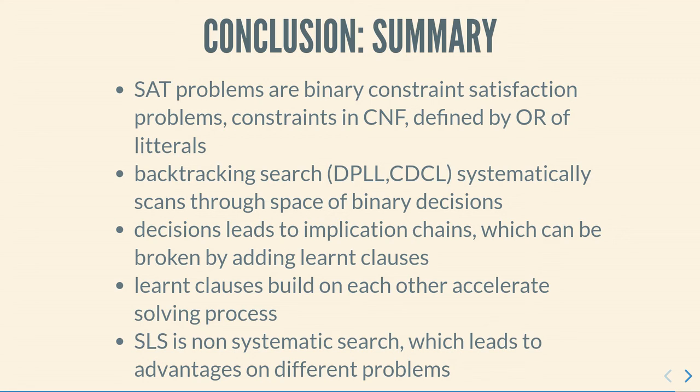In addition to the backtracking search, there is an entirely different search approach called stochastic local search, which is a non-systematic search and has its own advantages and disadvantages. Particularly, it is adept at different kinds of problems. Additionally, it has a weakness: it can get stuck in local maxima, it doesn't necessarily finish, and it can't generate unsat proofs, but it can be faster at particular problems.